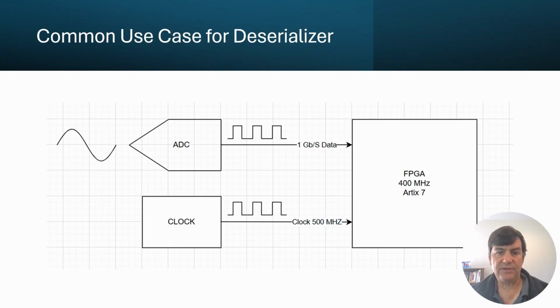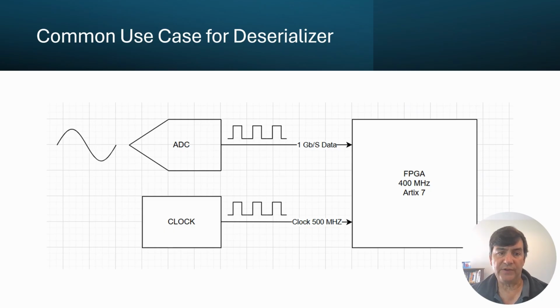The ISERDESE2 deserializer is special in that it operates at a higher speed than what the rest of the Artix 7 FPGA can handle. For example, one common case is when an ADC, or analog to digital converter, interfaces with an FPGA. Modern ADCs have moved away from parallel interfaces and towards serial ones. Why the change? Parallel interfaces require every single line to be exactly the same length. As sampling speeds rise, even teeny mismatches cause timing errors. Achieving perfect trace matching becomes nearly impossible.